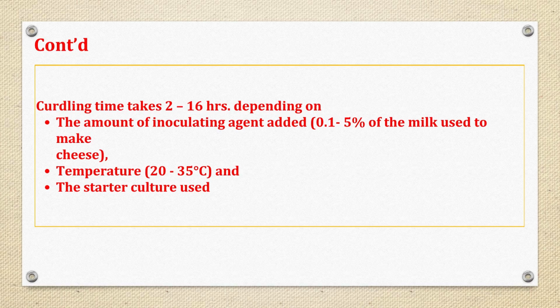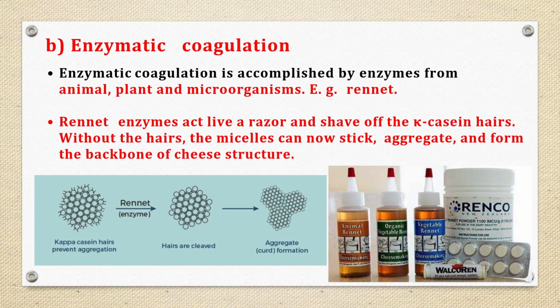Now let's look at the second method, enzymatic coagulation. This type of coagulation is accomplished by enzymes, which can come from animal, plant, or microbial sources. A common example is rennet. So how does it work?